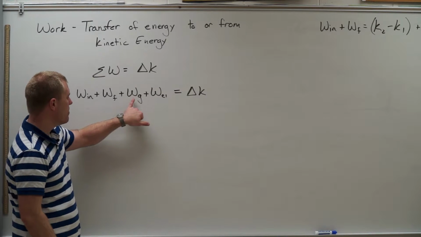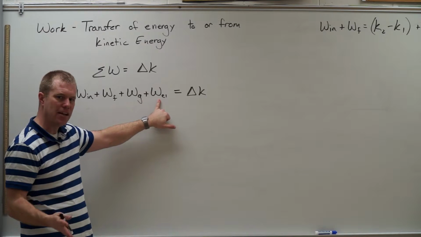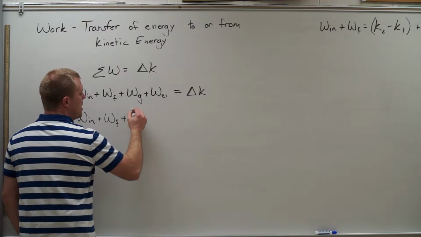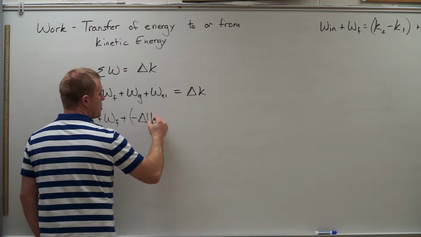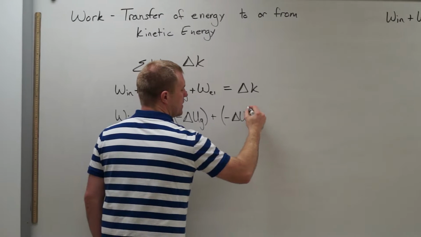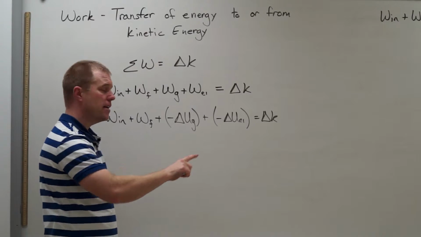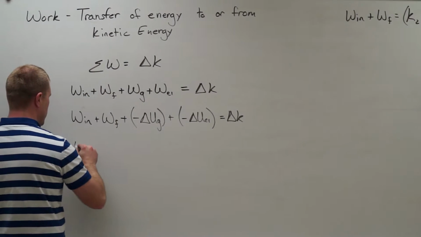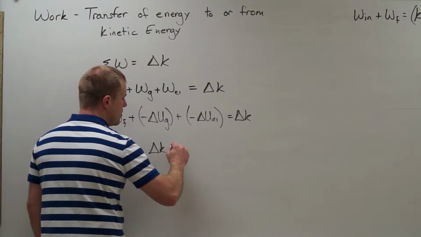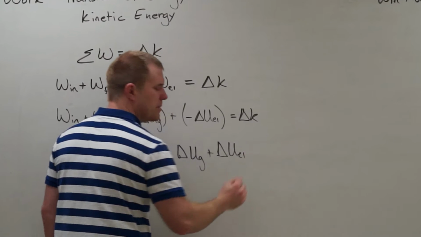Now, rather than talk about work done by gravity and work done by elastic, because they're conservative forces, I can talk about them as negative changes in potential energy. So I'll make that substitution here and say that the work done by gravity is the negative change in gravitational potential energy, and the work done by the spring is the negative change in elastic potential energy. Now, since they're negative, I'm going to move them over to the other side of the equation to make them positive. So I'm left with work in plus work done by friction equals a change in kinetic energy plus a change in gravitational potential energy plus a change in elastic potential energy.